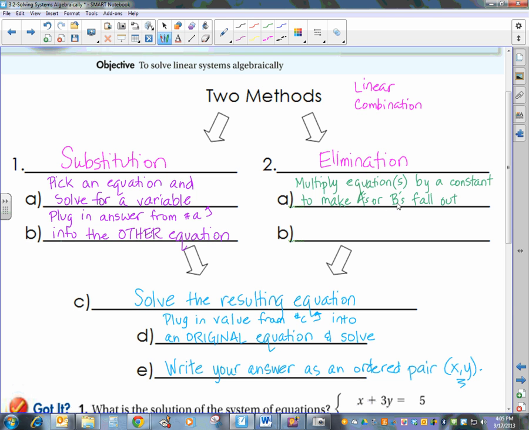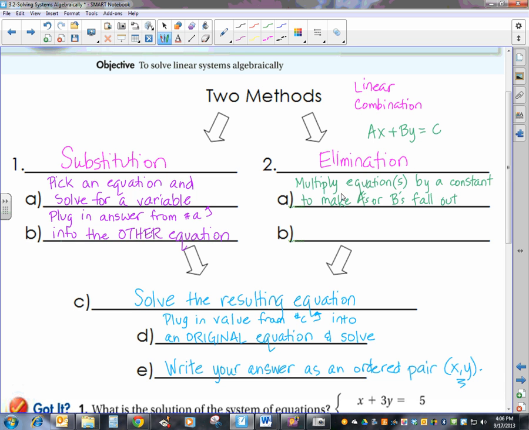Now, what am I talking about when I say A and B? Generally, we're looking at an equation in this form when we use elimination: Ax plus By equals C. So I'm going to multiply it by a constant that's going to make the term, that variable, fall out. If the A's or the B's fall out, that variable is going to fall out. Okay?